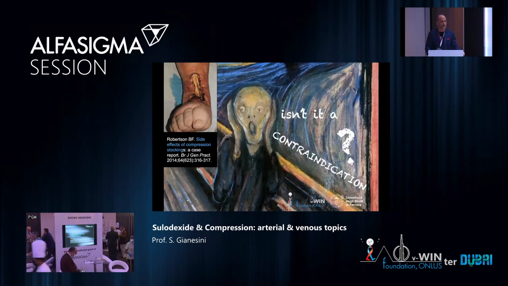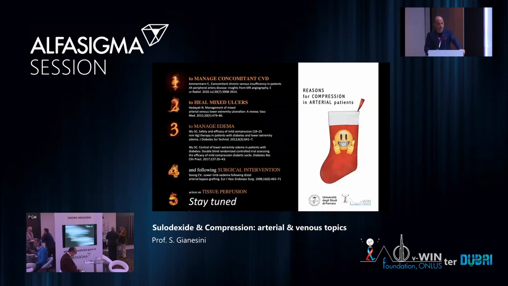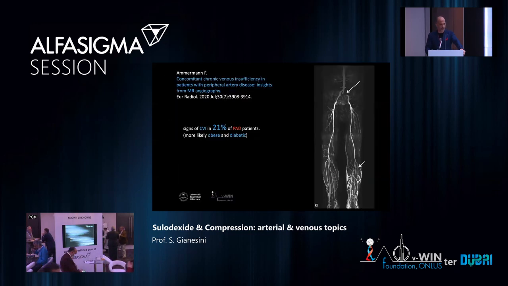Well, this is another kind of fake news, because we know we can create, of course, complications if we are using the wrong compression, but we also know that we can have significant benefits if we use the proper compression. We can indeed manage the concomitant chronic venous disease, we can heal the mixed ulcers, we can manage the edema, we can help the recovery after surgical intervention in arterial patients, and we can even improve the tissue perfusion, as we will see in a little while in this presentation.